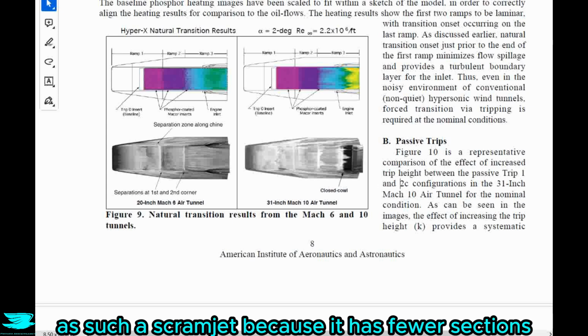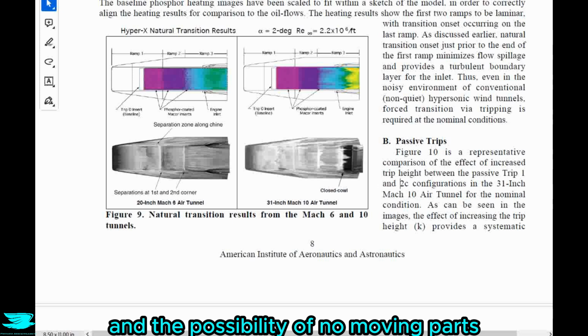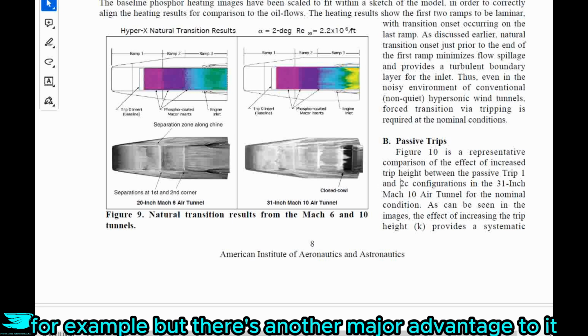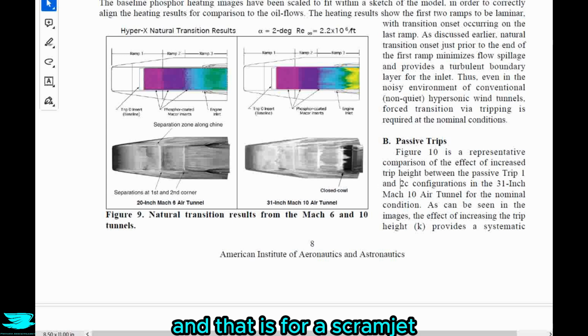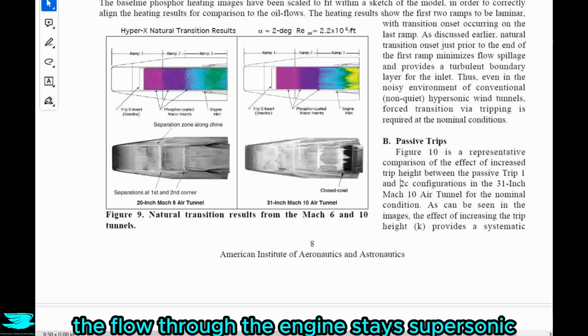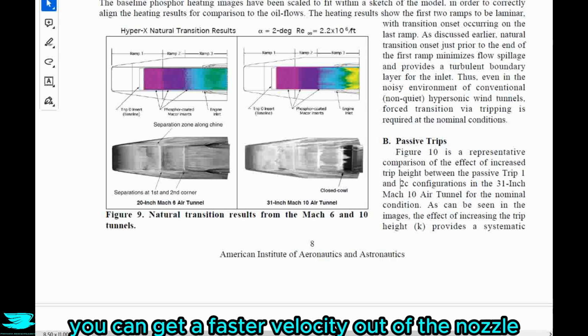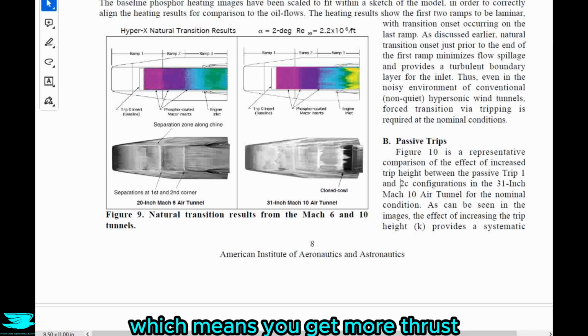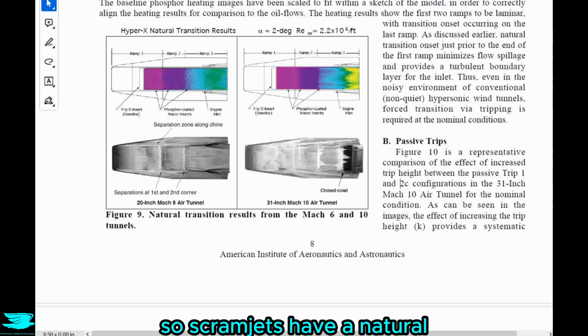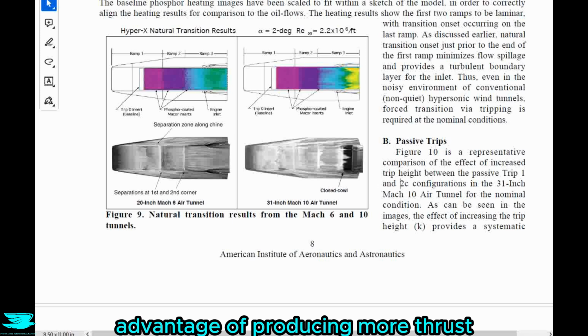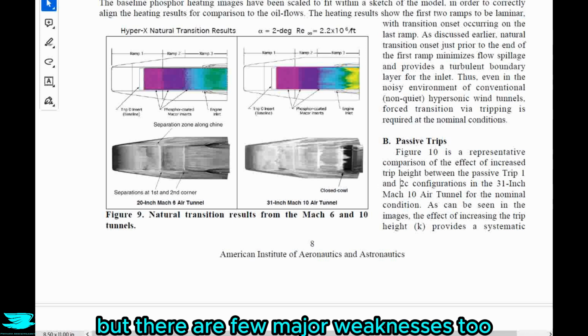As such, a scramjet, because it has fewer sections and the possibility of no moving parts, is much simpler than a turbojet, for example. But there is another major advantage to it, and that is for a scramjet, the flow through the engine stays supersonic. Because the air is supersonic, it is moving really fast, and that means you can get a faster velocity out of the nozzle, which means you get more thrust. So scramjets have the natural advantage of producing more thrust. But there are a few major weaknesses too.